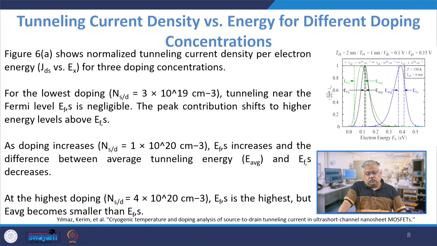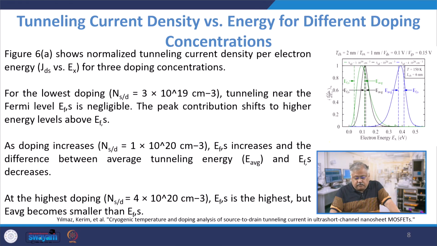Okay, let's look at the tunneling current density versus energy for different doping concentrations, which means that I vary the doping concentration and then try to figure out the value of the current density with respect to energy. This is the figure shown here, and it has 3 doping concentrations: 3 into 10 to the power 19, another 10 to the power 20, and the maximum one, which is 4 into 10 to the power 20.